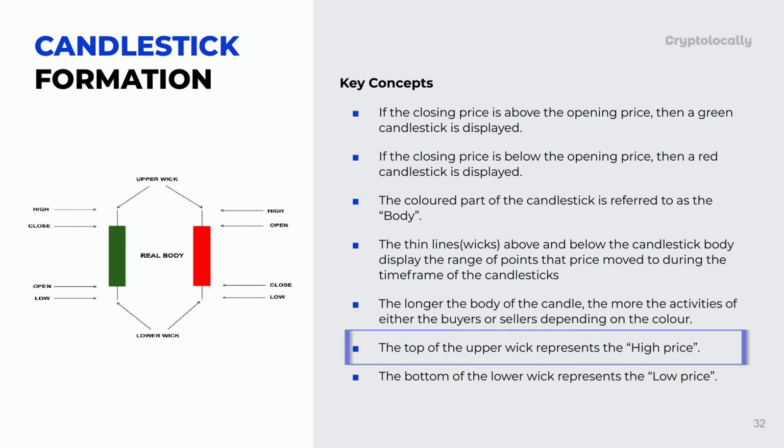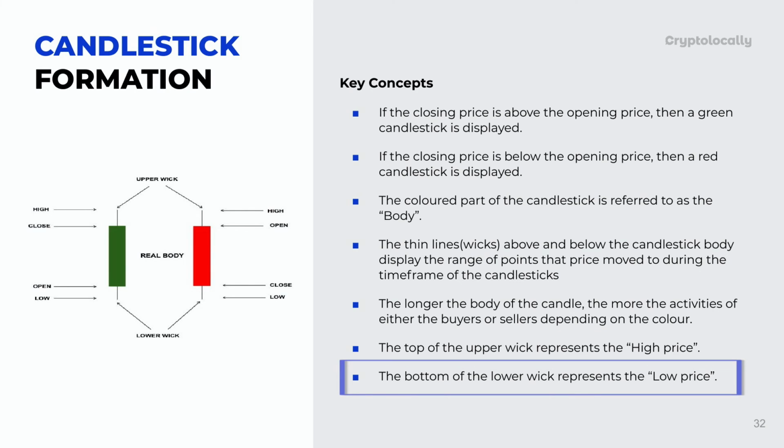So the top of the upper wick represents the high price. I already showed you that this wick represents the high price. Then the bottom of the lower wick represents the low price. Here represents the low price. I hope you guys are getting it. So the longer the body of the candle, the more the activities of either the buyers or sellers, depending on the color. If the candle body is really big, that means there's a huge difference between the opening price and the closing price.